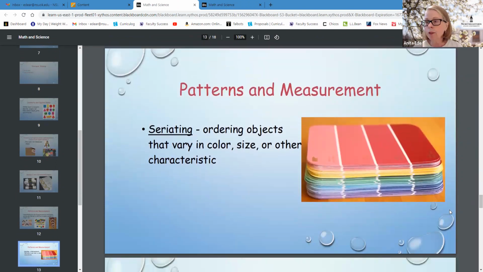Seriating, another important math skill, where you order things by size, color, or some other characteristic. These paint chips are fantastic because they're free. And so I would get some good paint chips, Home Depot, Lowe's, whatever, and just cut them up. You would cut in between these lines and then have little baggies in your centers where they had to seriate these by color.